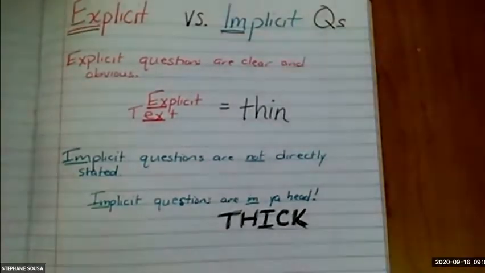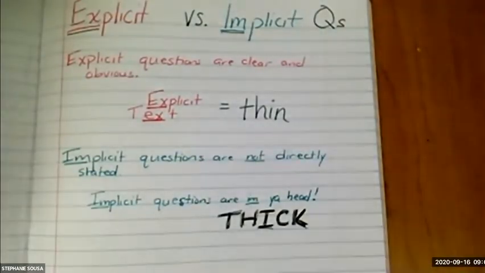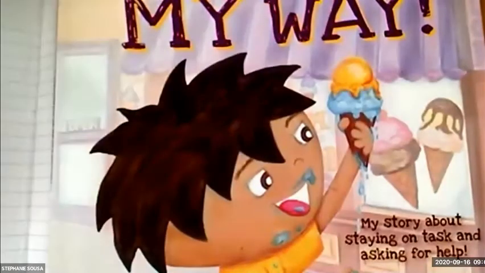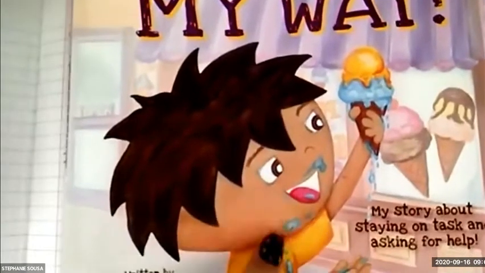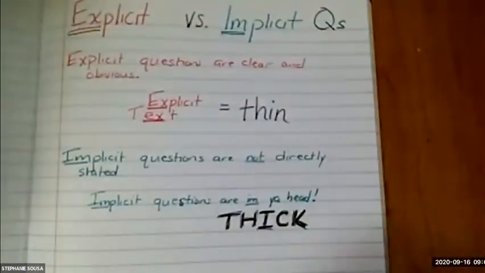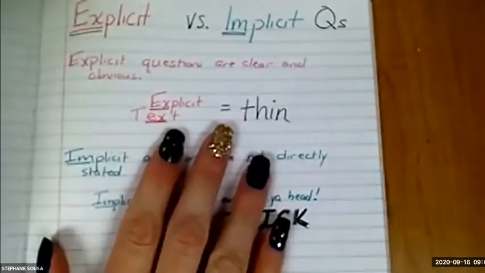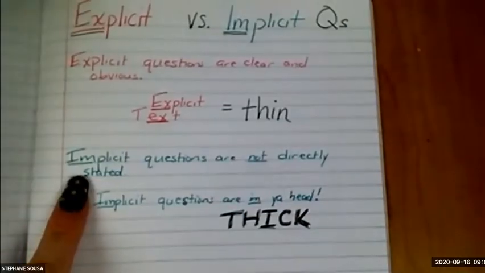So here's an example of an explicit question. Who is the main character in this book? And everybody says, RJ. That's right, because all you have to do is go, boom. It doesn't take a lot of work to answer explicit questions because the answers are right in front of your face. Now that's different from our implicit questions.